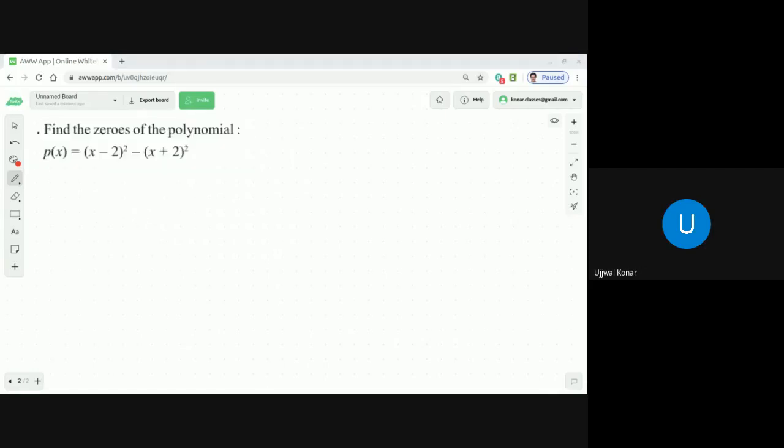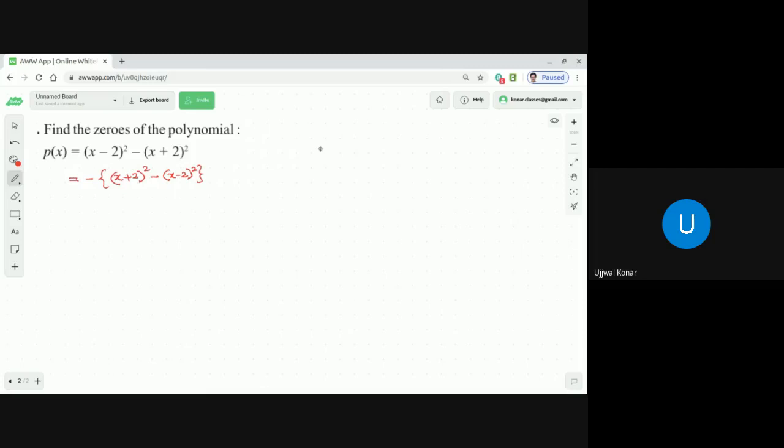What are the zeros of this polynomial? So how we can expand? Okay, so first we need to simplify. We can take x minus 2 whole square minus x plus 2 whole square. There is a formula, by the way. So that is equal to, you can take minus common, x plus 2 whole square minus x minus 2 whole square. Correct now?